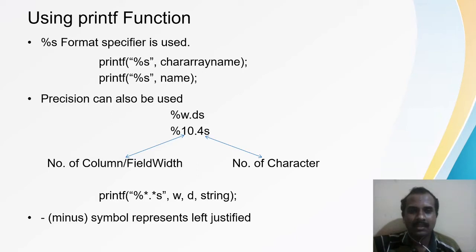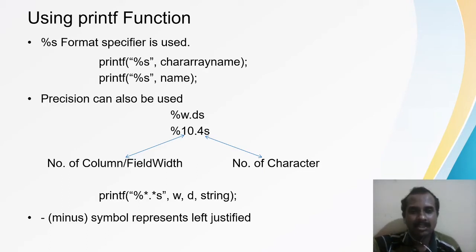You can write the strings to the screen using printf, putchar and puts. While coming to the printf statement, the %s format specifier will be used. The syntax is printf %s followed by the character array name which you want to display. So this is one example, printf %s and name. It is going to write name on the screen.